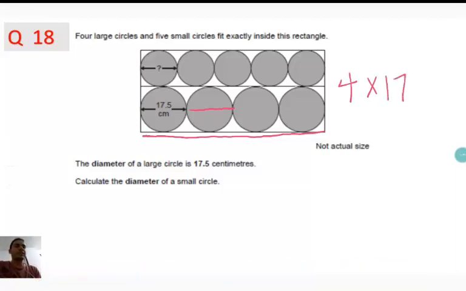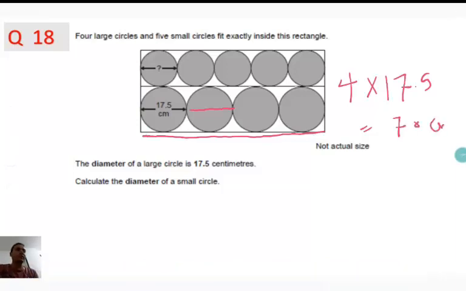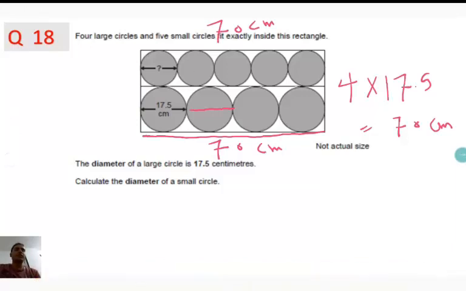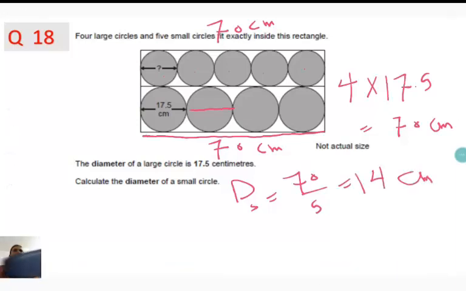4 times 17.5, which is 70 centimeters. That means the length is 70 centimeters. The length is divided into 1, 2, 3, 4, 5 diameters of the small circles. So the diameter of the small circles equals 70 divided by 5, which equals 14 centimeters. That's it.